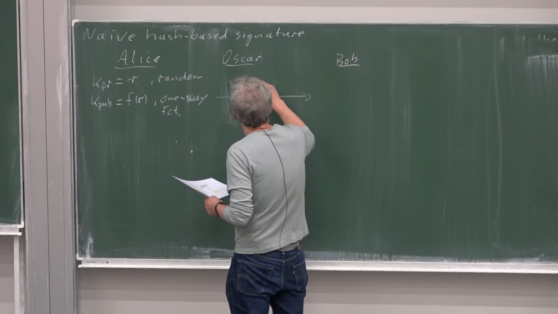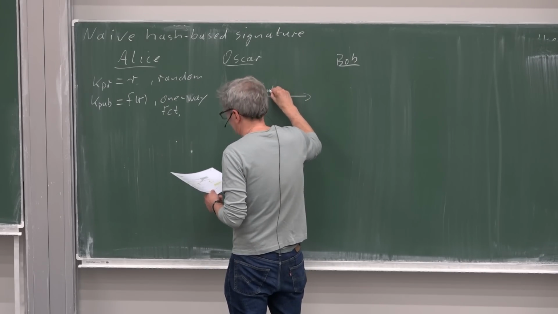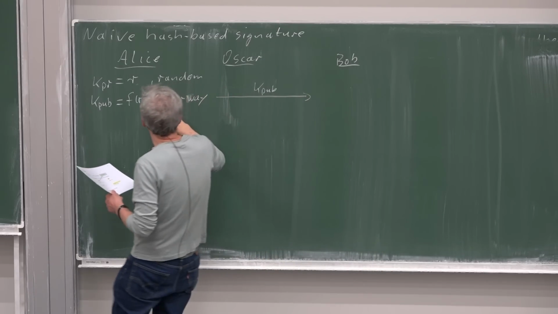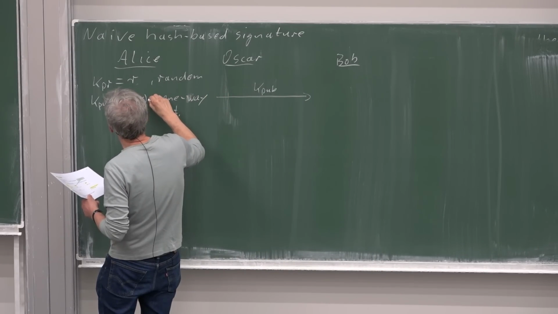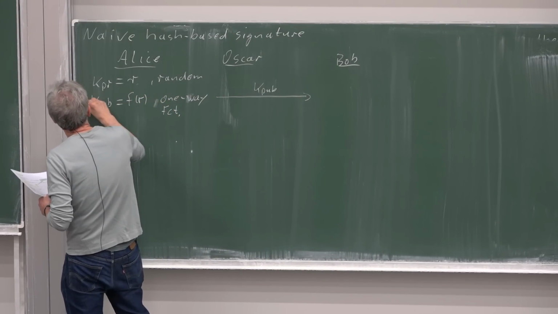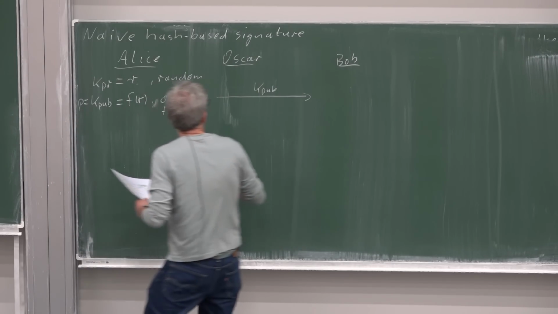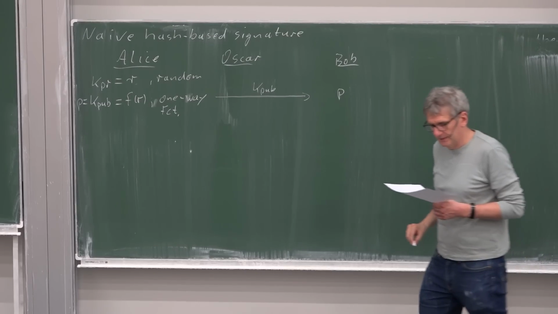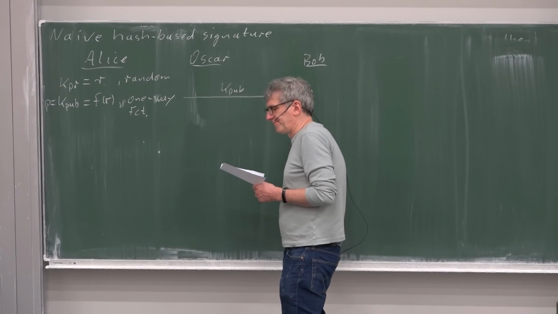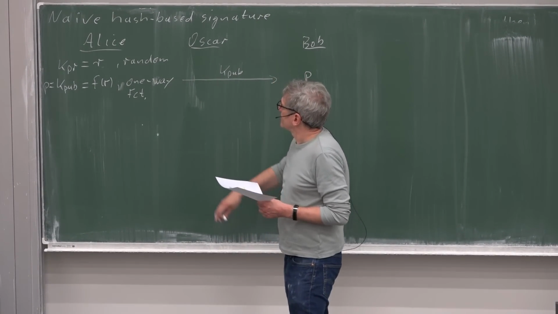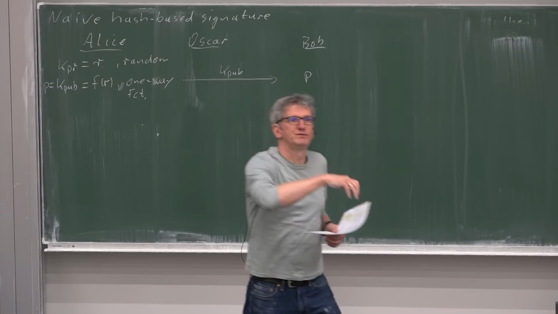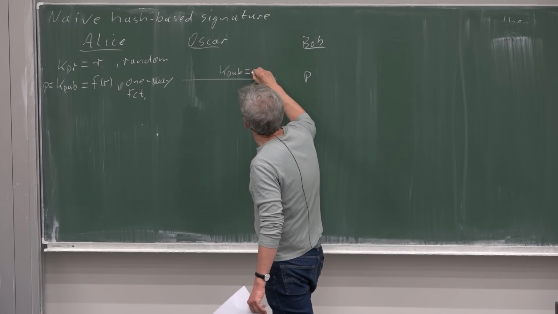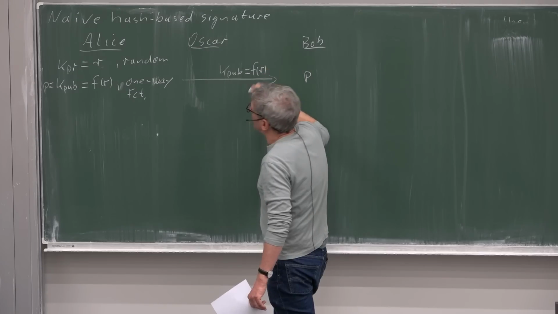Alice, not surprisingly, sends the public key over. Oh yeah, and we call this P. You can also write it here. This is P for public, right? So Bob has the public key here. Okay. So public goes over, so this is f of r.